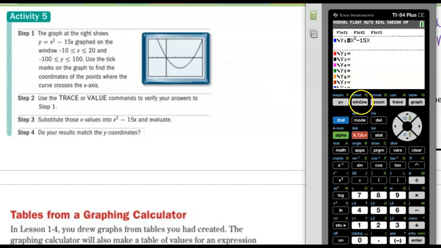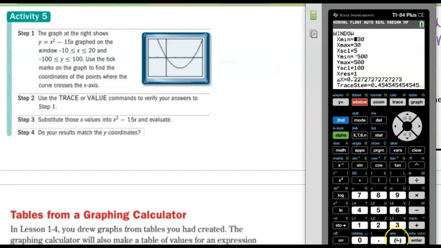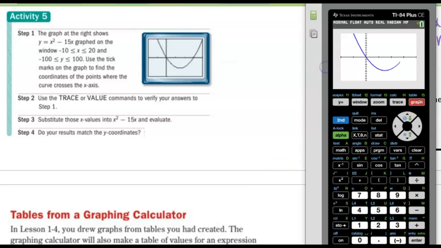And we're going to change our window to be negative 10 to 20, going by 5s again, and negative 100 to 100. And it looks like they don't have a clear scale. It looks like they actually went by 100s, but I'll make mine go by 10. And my graph should match what they're seeing here.